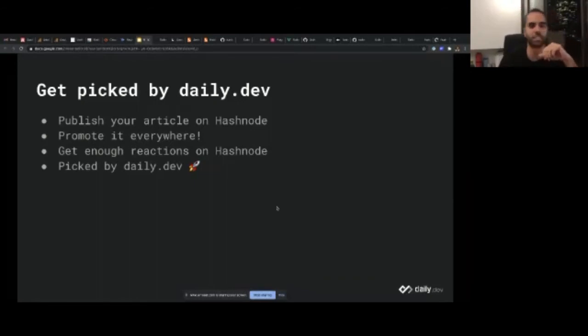What it means is that we get Hashnode's trending articles, or the popular articles on Hashnode, and show them on our feed. So once you write an article, you want to promote it on Hashnode. People will upvote you, put reactions, and you will start to get engagement from the Hashnode community. Once that happens, you will be automatically picked for the daily.dev feed, and you will get a lot of views from our community as well, not only from the Hashnode community.